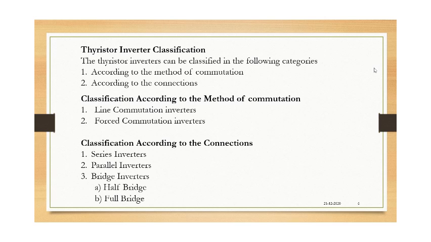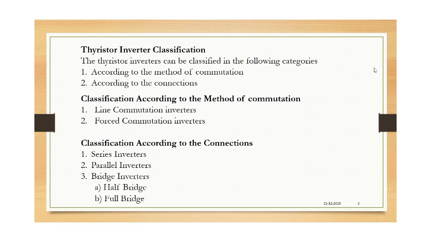Okay, so classification according to method of commutation. As we know, there are two types of commutation process: line commutation and forced commutation. Based on that, how the thyristor circuit is turned off, commutation means turned off, right? So based on whether it is the line commutation method or the forced commutation method, the relevant inverters are called line commutation inverters and forced commutation inverters, based on the type of commutation circuit used for the thyristors or the SCRs.